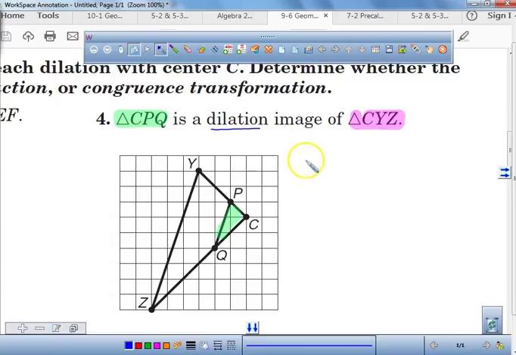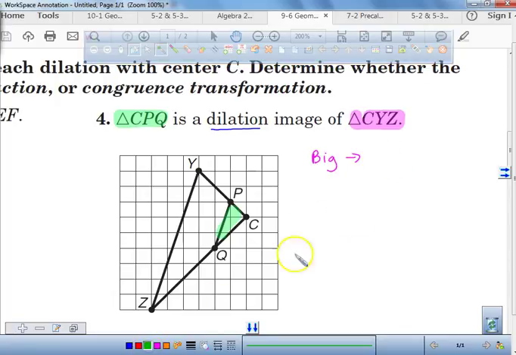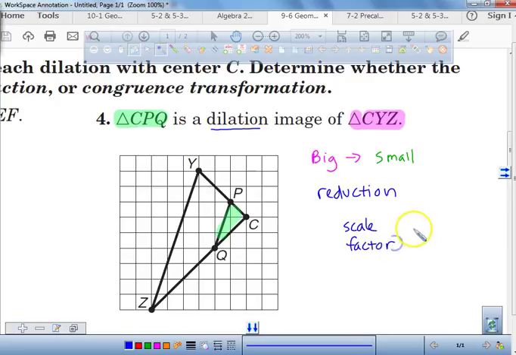So everybody, if you're going from big to small, what kind of dilation would that be called? What do y'all think? That's definitely a reduction. Okay, so a little review about what a reduction is. A reduction will have a scale factor, and that scale factor will always be less than the number 1, but it will be greater than 0.